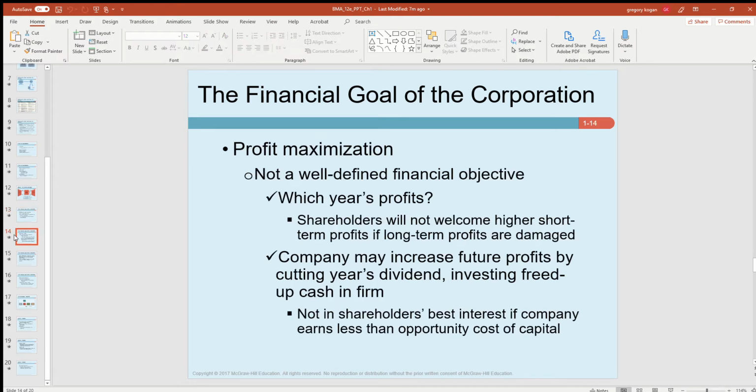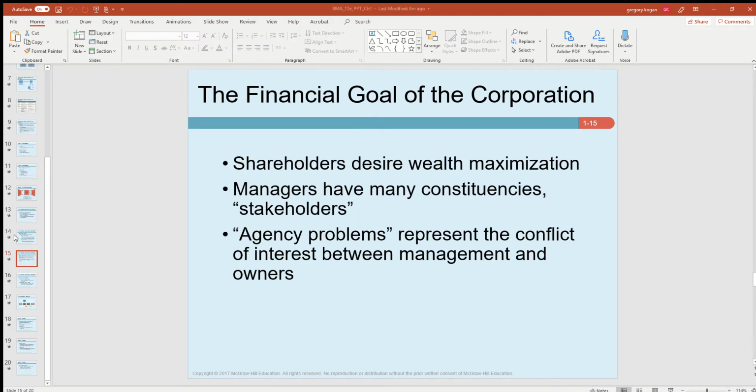And that's what we're going to look at in terms of companies' policies about valuation of profits, of looking at dividends, and basically looking at the profit maximization objective.